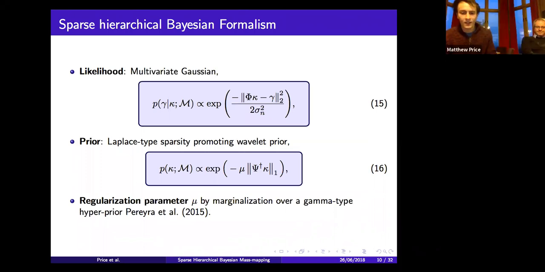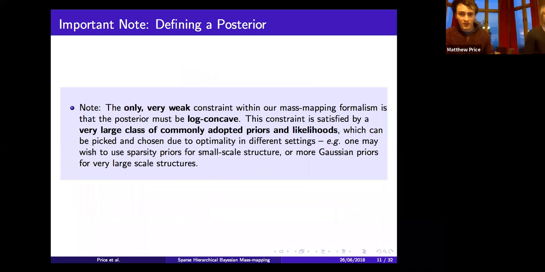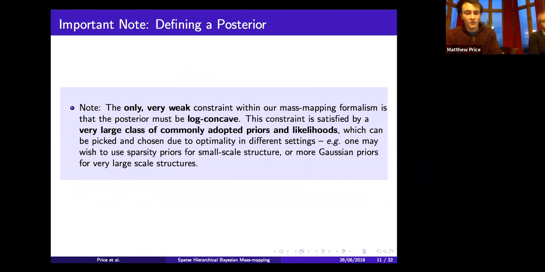Sorry. So it's important to note, though, that all of the uncertainties, which we're going to discuss later, apply for different combinations of likelihood and prior. The only requirement is that your posterior has to be log concave, which is satisfied by a very wide class of priors and likelihoods. So a discussion of whether or not a Laplace prior is the best for a certain situation doesn't matter. All the uncertainties still follow.